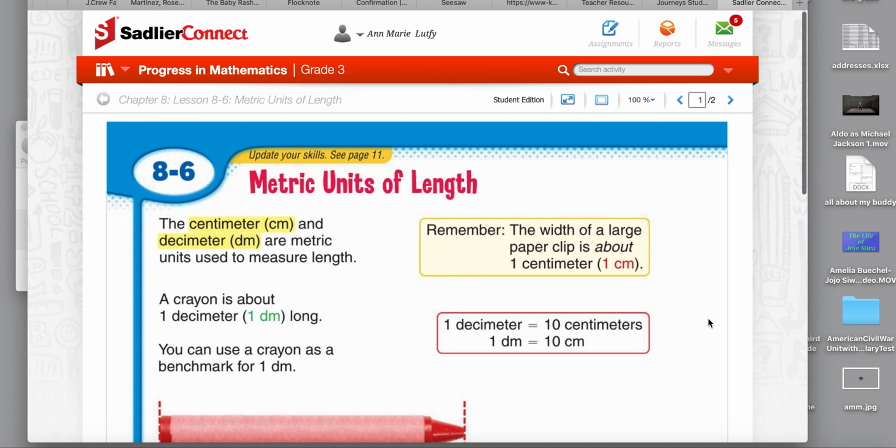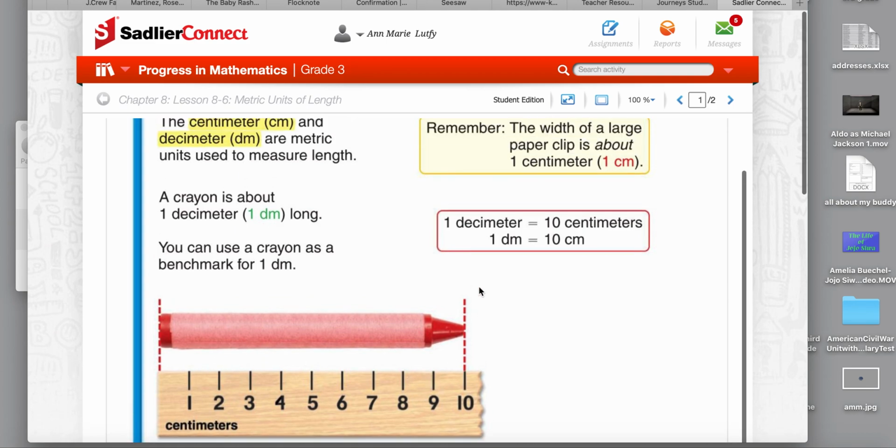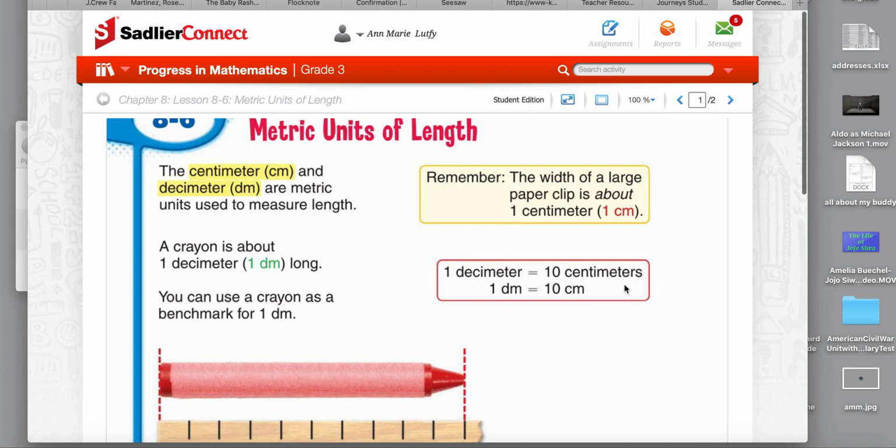So, the centimeter and the decimeter are units to measure length. We can say a crayon is about 1 decimeter or 10 centimeters. So 1 decimeter is 10 centimeters. Pretty easy, right? For every decimeter, we have 10 centimeters.